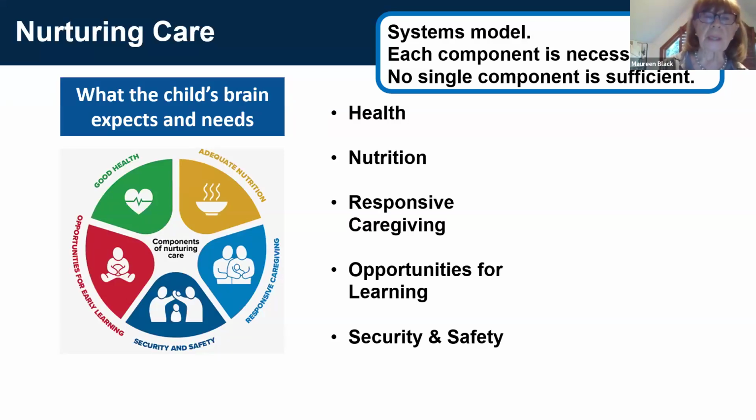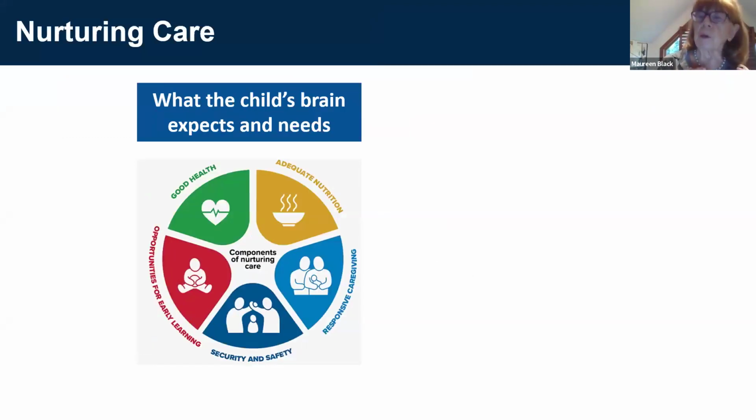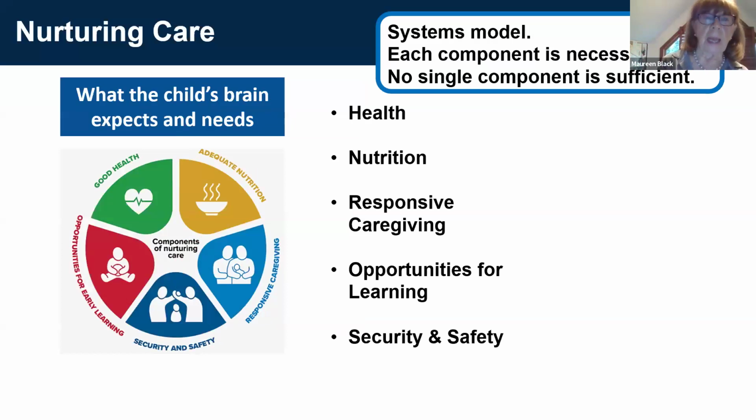So each component is necessary. No single component is sufficient. If you only focus on nutrition, then you miss the other areas. If you only focus on early learning or development, you miss the other areas. If one area is not working, the whole system can be awry.